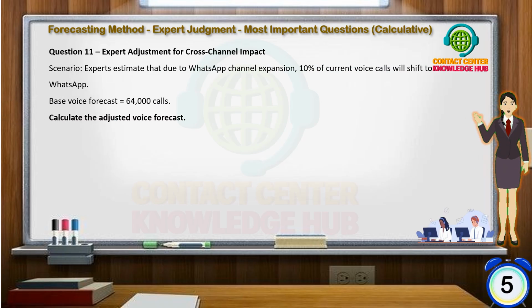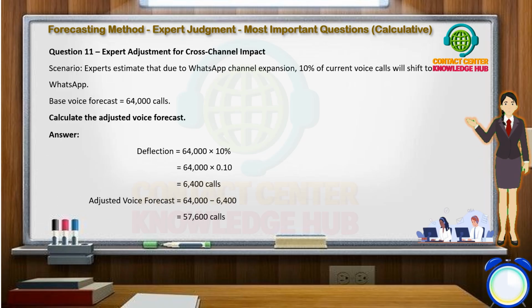Let's solve question 11, expert adjustment for cross-channel impact. Here's the scenario. Experts estimate that because of a WhatsApp channel expansion, about 10% of current voice calls will shift to WhatsApp. Our base voice forecast is 64,000. Calculate the adjusted voice forecast. Think for a moment. And here is the answer.